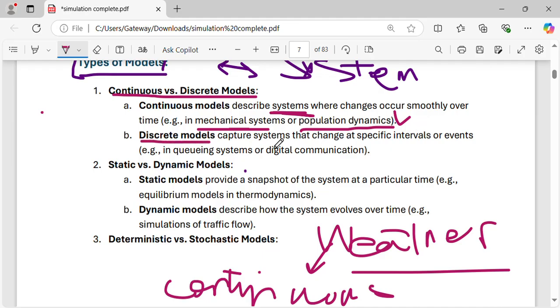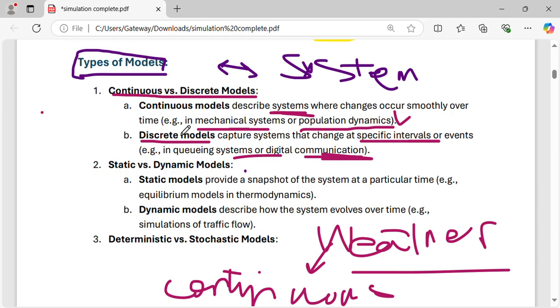Discrete models capture systems that change at specific intervals, like queuing systems or digital communication. So you get more and more examples to really think about these models and systems. Let me put it simply. For example, I have a continuous system. I make a model for that continuous system and it becomes a continuous model. Simple, easy. So we're going to go through it really fast.